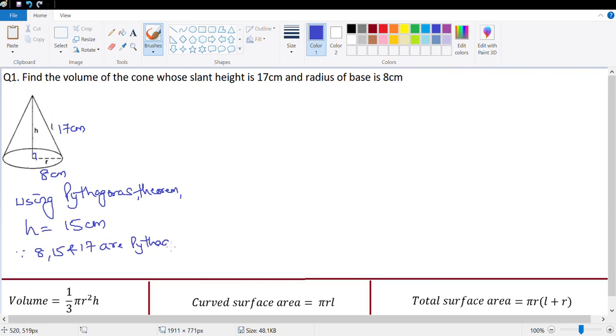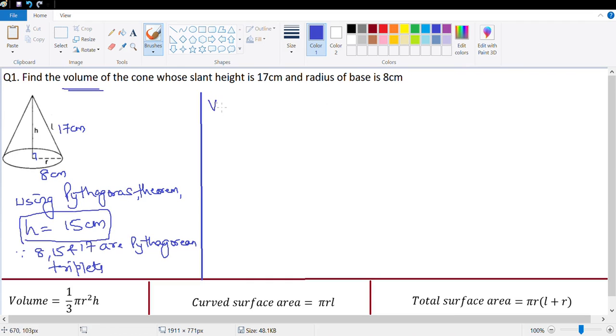For these simple ones, you don't need to show the calculations. These are simple ones which people are expected to remember. In case you don't remember, well, you can do the calculation. So this is a Pythagorean triplet, which means h is equal to 15 centimeter. Now what do we have to calculate? We need to calculate the volume. So we know volume is equal to 1/3 pi r square h.